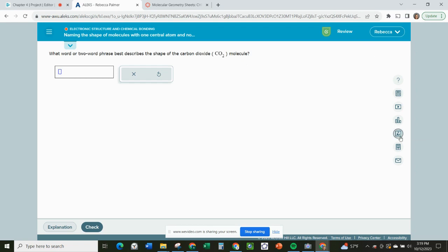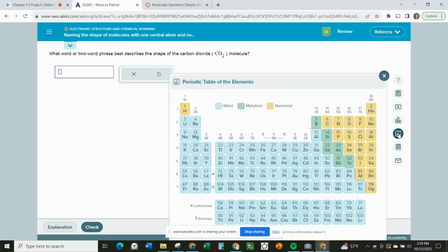For a Lewis structure, we need to figure out how many valence electrons are going to be shown in our structure. So carbon is in the 4A column, it has four valence electrons. Oxygen is in the 6A column, it has six valence electrons. So we've got two oxygens, so 2 times 6 is 12, plus 4 is 16. So we have 16 valence electrons that we need to show.